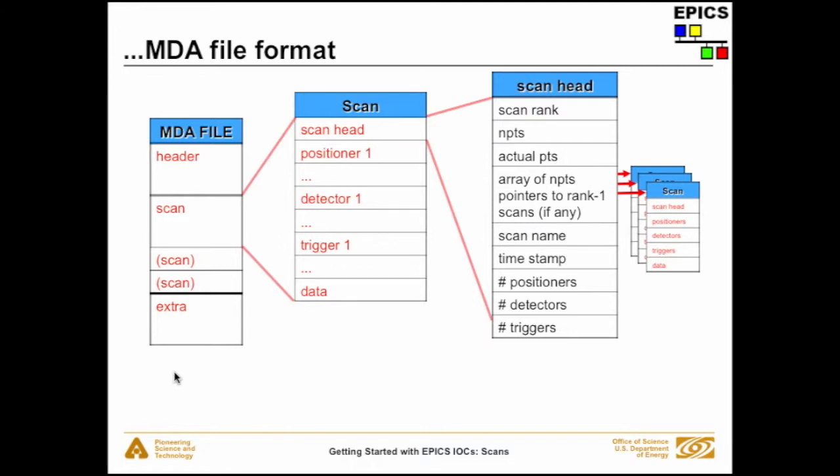And then for each one of those positioners, there'll be some positioner information, and then later detector, and then trigger, and then finally the data. So everything that happened with this particular invocation of the scan record is going to be in that one area. It's not going to be strewn throughout the file.